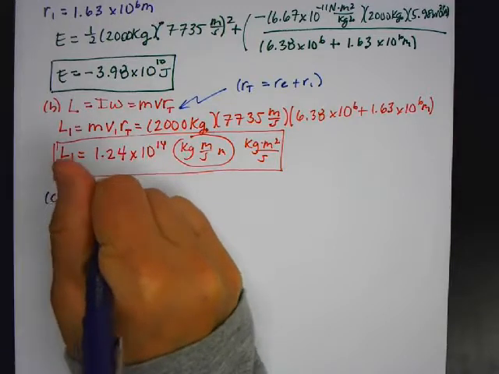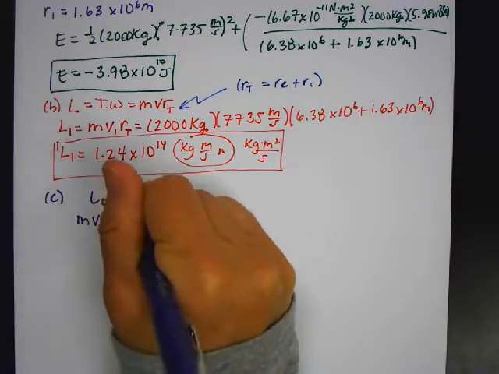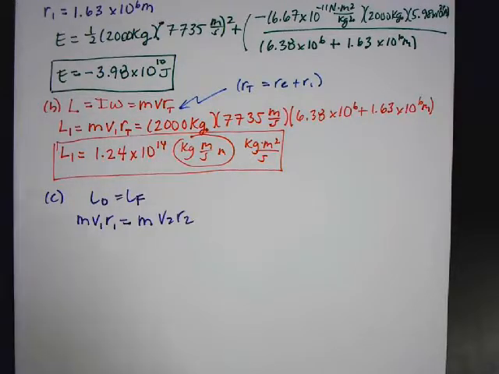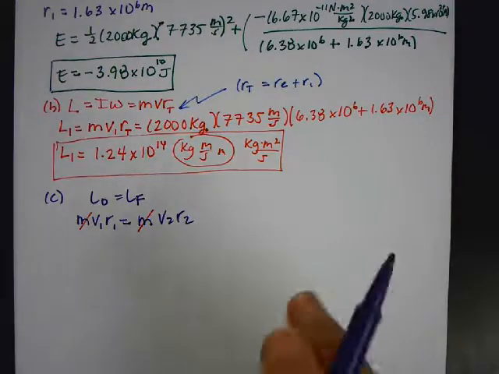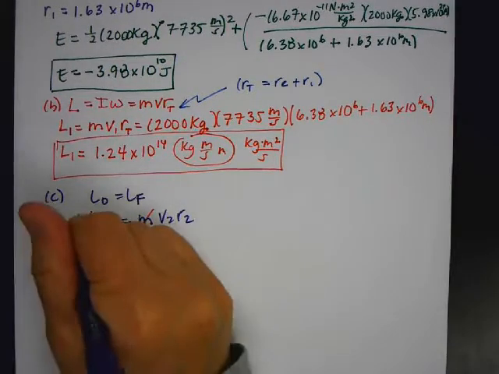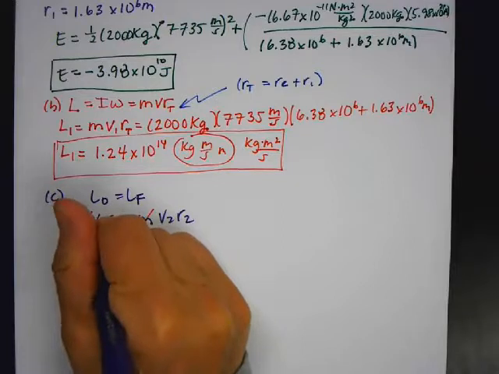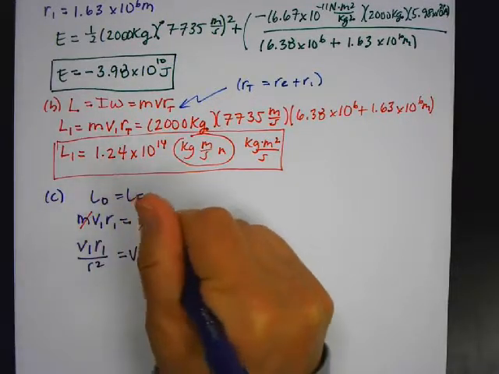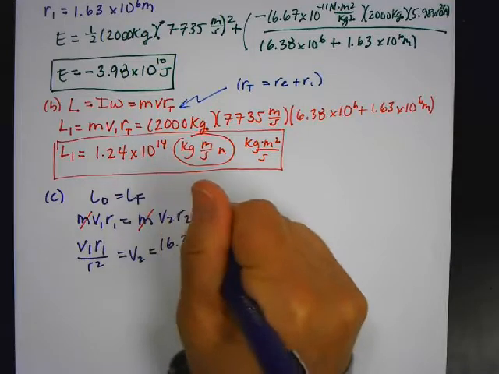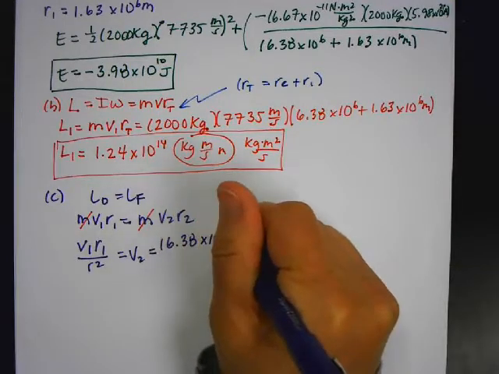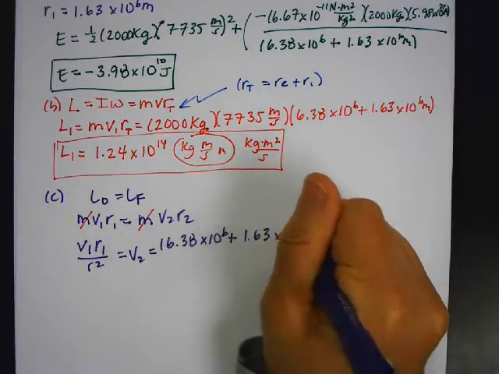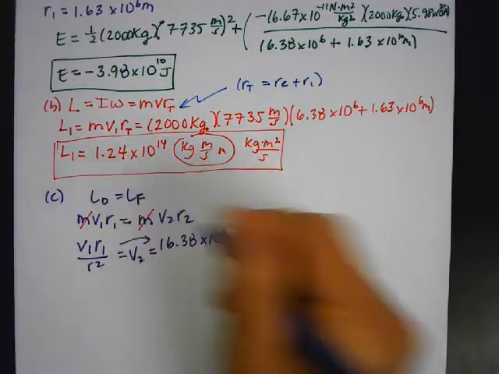So mv1r1 is equal to mv2r2. So remember that the masses can cancel because it's the same satellite. I would go ahead and rearrange my equation to solve for the unknown in terms of the known. So v1r1 over r2 is equal to v2. So I have 6.38 times 10 to the 6 plus 1.63 times 10 to the 6. That's r. I shouldn't have done that second.